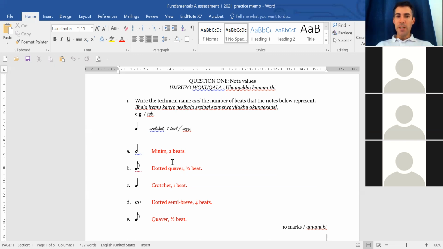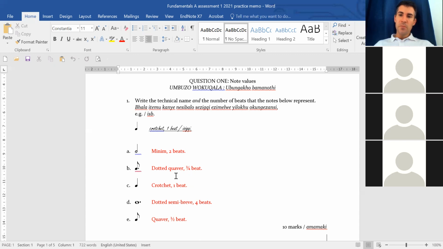Okay. Second one here, if we took the dot away from there, it would be a quaver. But because of the dot, it's a dotted quaver. How much is a quaver on its own worth without the dot? It's half. A half. And the dot, what does the dot do?